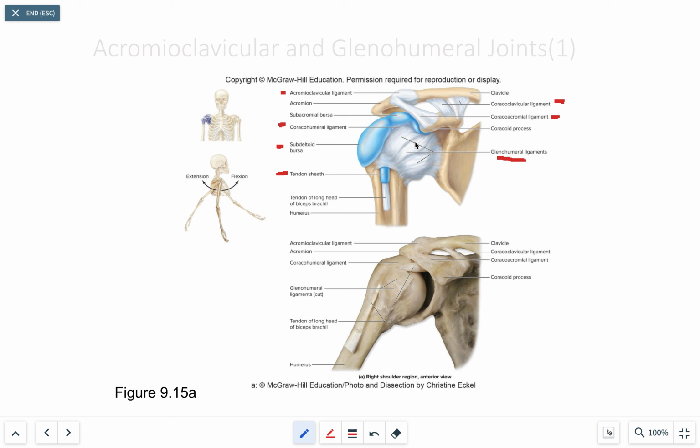I guess the last one we should mention too is the coracohumeral. This ligament is attaching the coracoid process to the humeral head. So all of these are just ligaments and general characteristics of a ball and socket joint. But they just help protect the shoulder joint due to its excessive ability to have large ranges of motion, and it will have a decrease in stability.